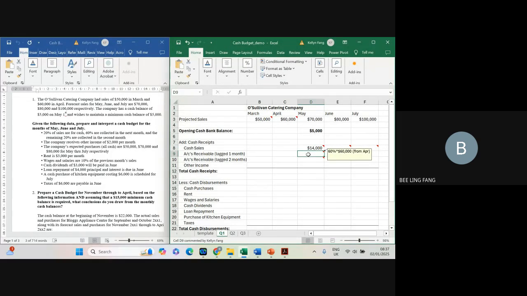Okay, this is from 60% collected next month. That means from the previous month, because it's 1 month, right? And the remaining 30% is collected in the second month. Okay, so this one is from May, right? That means you collect from the previous one. 60% collected in the next month. That means 60% of April was collected in May.